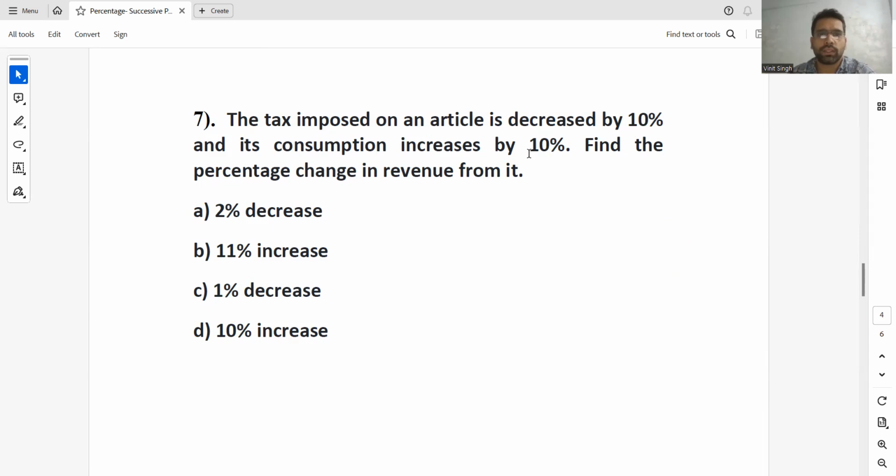Same. The tax imposed on an article is decreased by 10%. His consumption increased by 10%. Find the percentage change in his revenue from it. Now in this question, we can also apply the formula of successive percentage. Same. First it is decreased by 10%. Again it is increased by 10%. Now simply we can find, 10 cancel, minus 1%. So 1% will decrease.